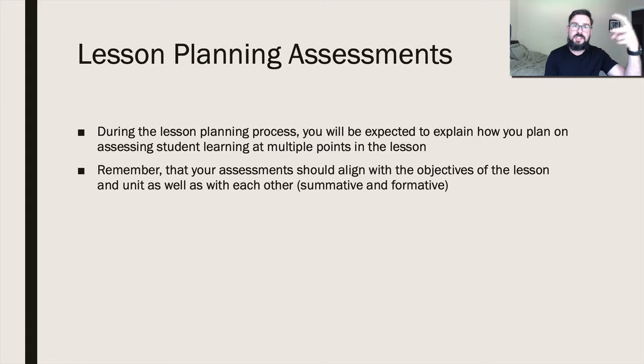So if you have 2 objectives for the day, you should have at least 2 formative assessments to double check and see whether or not students are meeting that objective. Remember that your assessment should align with those objectives. You'll have, of course, summative unit-long objectives, which should align with your summative assessment. Daily lesson plans should have formative assessments. Unit objectives should have summative assessment plans.